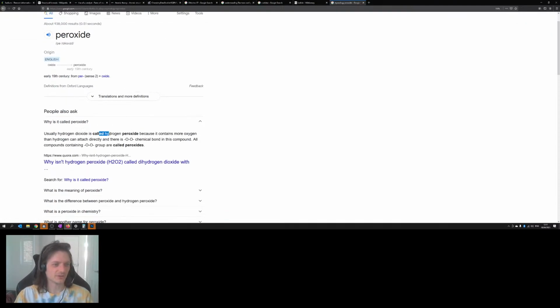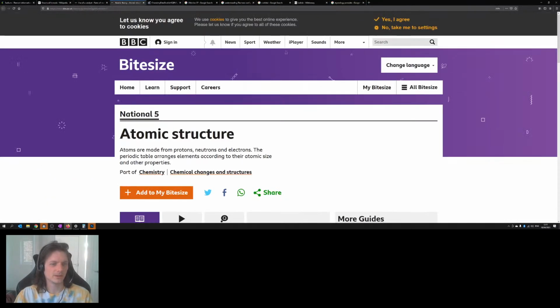Usually hydrogen dioxide is called hydrogen peroxide because it contains more oxygen than hydrogen can attach directly, and there is an oxygen-oxygen chemical bond in this compound. All compounds containing this group are called peroxides. Hydrogen dioxide is called hydrogen peroxide because it contains more oxygen than hydrogen. Okay?